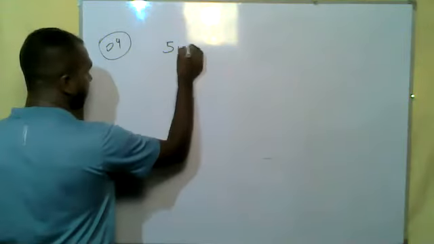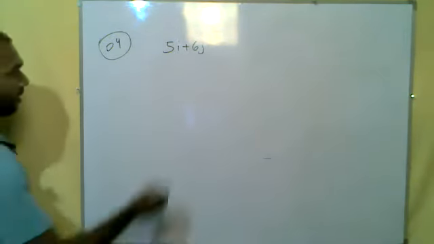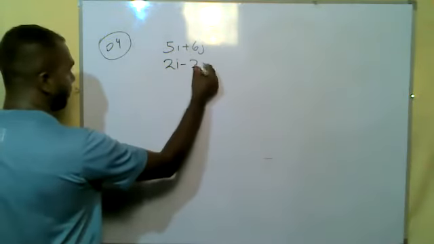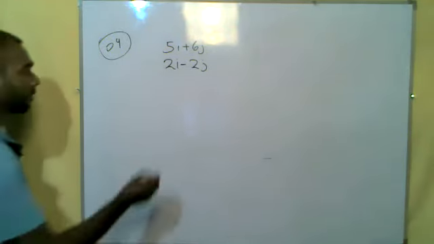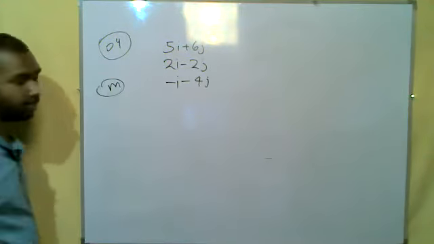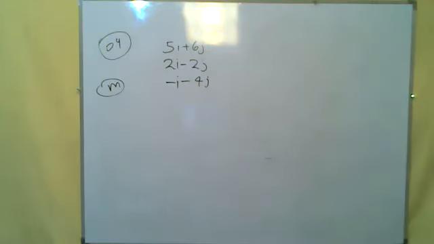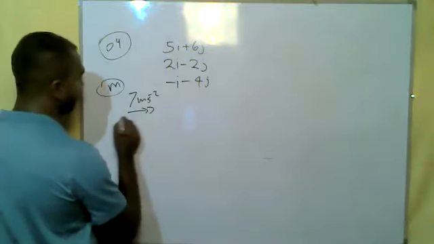Okay, what it says: a particle of mass m is acted upon by three forces, 5i plus 6j, and what are the other forces? 2i minus 2j. What else? Minus i minus 4j. And they are saying it has a mass of m, and the acceleration of the particle is 7 meters per square second. It has a very high acceleration.